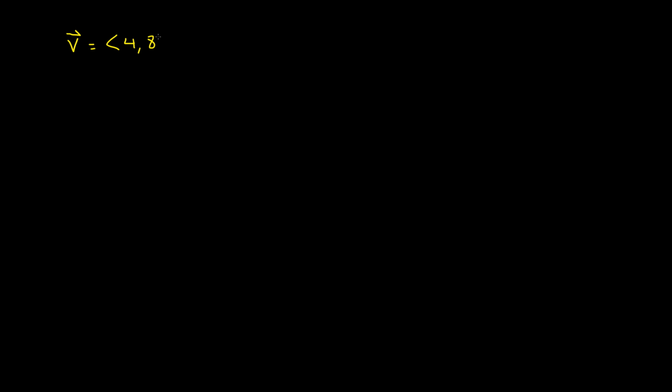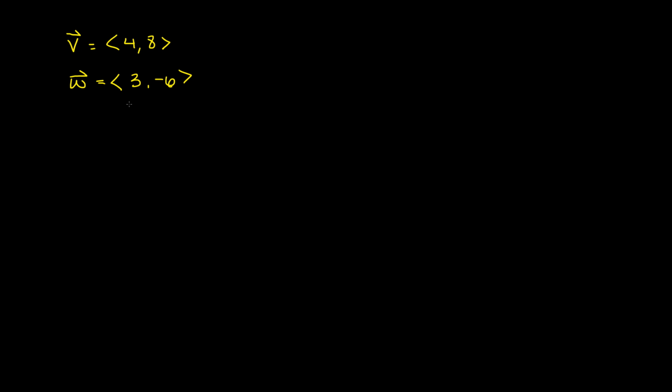And then we have a second vector, W equals, and again, this is not a vector, this is just W at this point. So I need that arrow, 3 and -6. Okay, so what does this mean? What does this really mean for me?